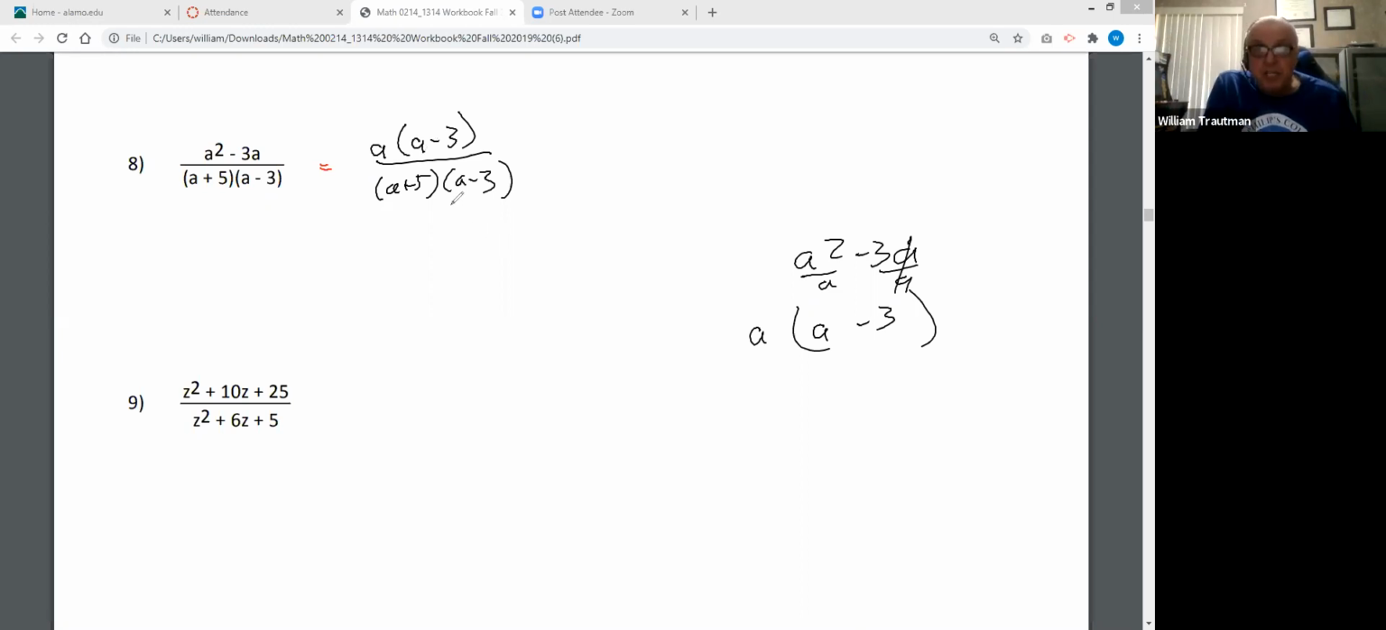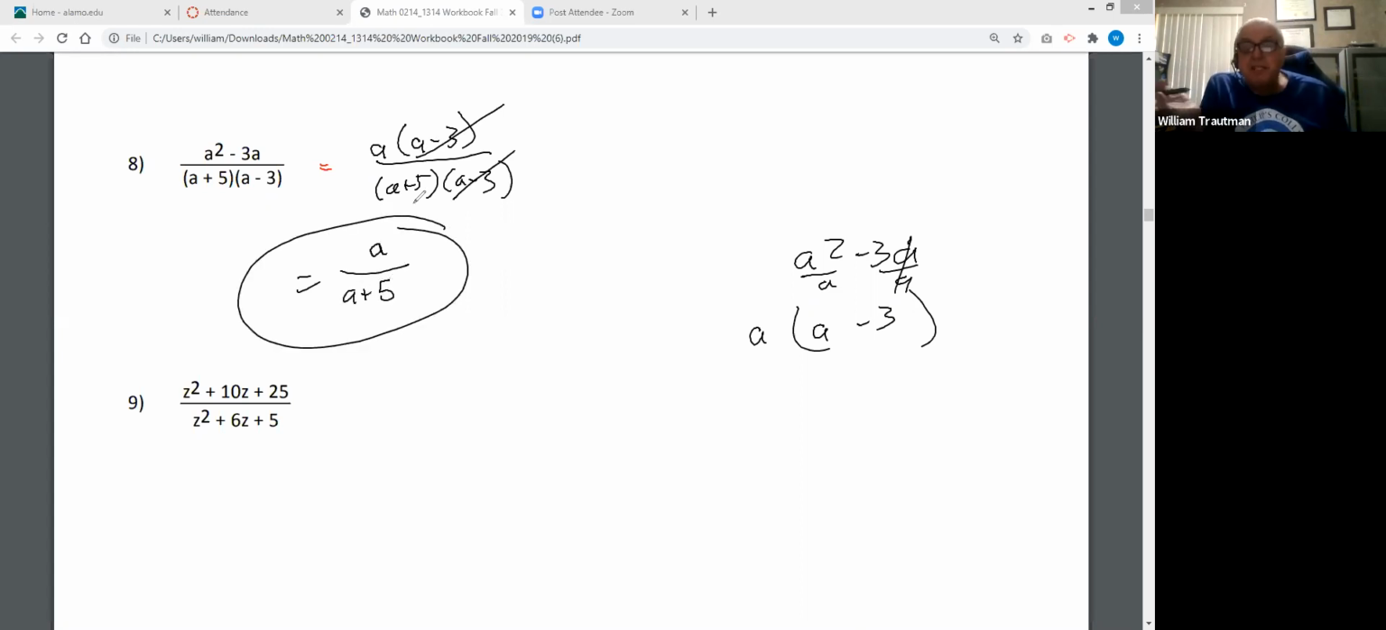Step 2, cancel any parentheses that are the same. Our answer is an a on top and an a plus 5 on the bottom. If the parentheses is by itself, like on the bottom, you don't have to put the parentheses around it unless there's another number multiplied by it or something like that.